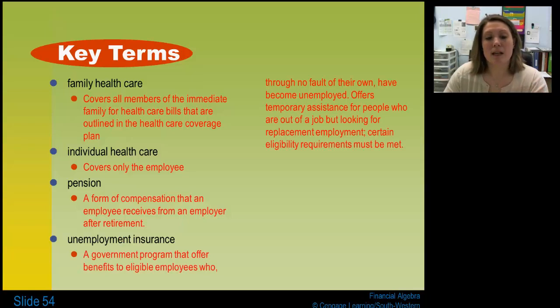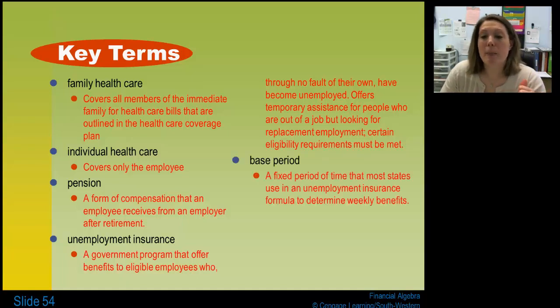Unemployment insurance. This is a government program that offers benefits to eligible employees who have lost their job or become unemployed. It's supposed to offer temporary assistance for people who are out of a job but looking for replacement employment. There are certain eligibility requirements that must be met. You must be actively searching for a job or working part-time as well. Base period, a fixed period of time that most states use in an unemployment insurance formula to determine weekly benefits. Usually it's an average of your last 26 weeks of work.